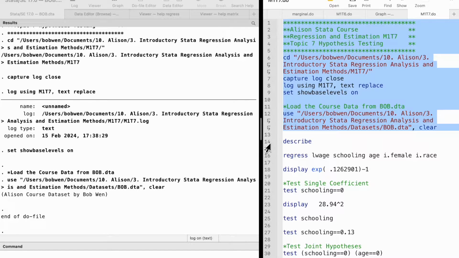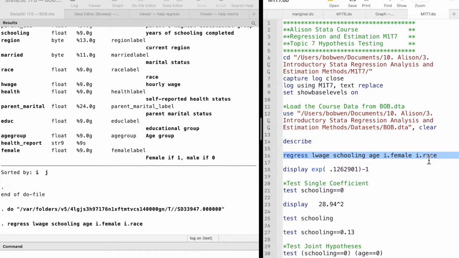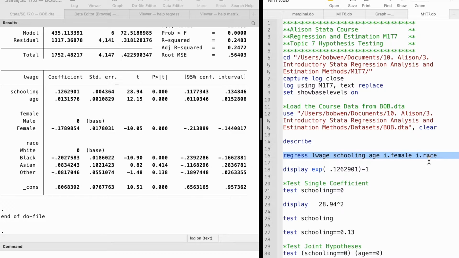Let's continue to use the course dataset bob.dta. Please download it from the resource link. The do files are also provided. The dataset contains information on the US workers between 25 and 54 years old who participated in the Panel Study of Income Dynamics surveys. We regress the log hourly wage on schooling, age, female, and race. Remember to use the i. prefix in front of the categorical variables.